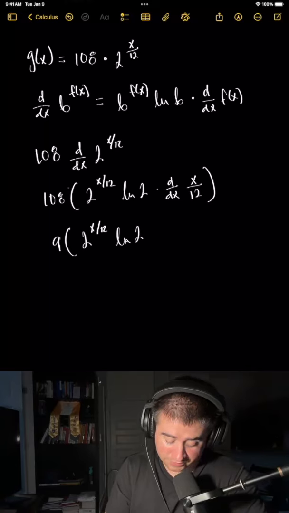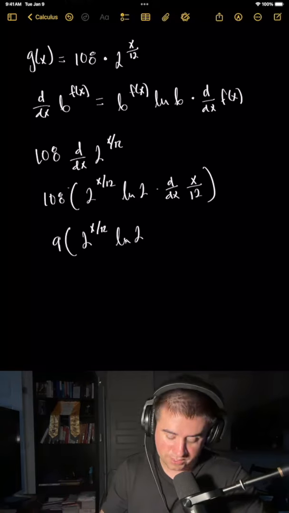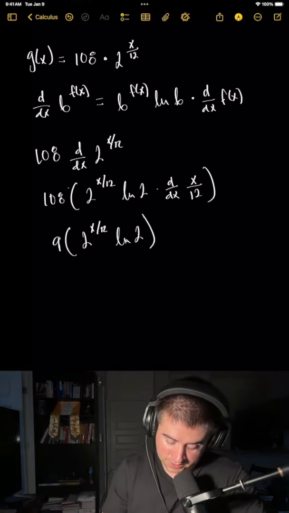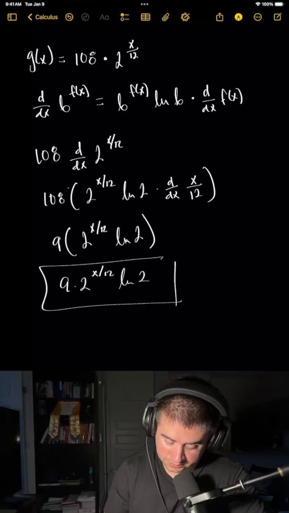And then we just have the derivative of x, which is what we were left with after we factor out the 12. The derivative of x is just 1, so we are just left with this. And our answer is 9 times 2 to the power of x over 12, ln 2. And this, ladies and gentlemen, is our final answer.